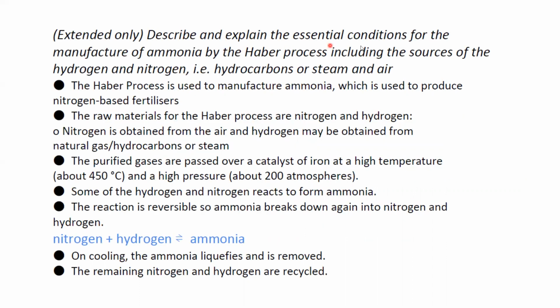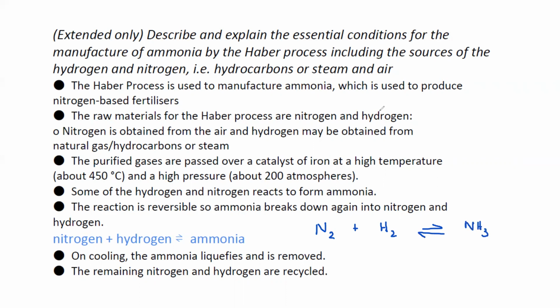So describe and explain the essential conditions for the manufacture of ammonia by the Haber process. How can we manufacture ammonia? How can we prepare ammonia? Nitrogen reacts with hydrogen, N2 plus H2, and the reaction is reversible. It gives ammonia, which is NH3.